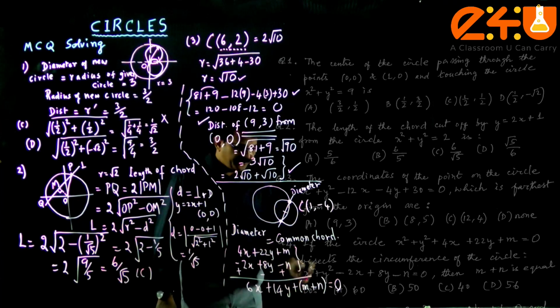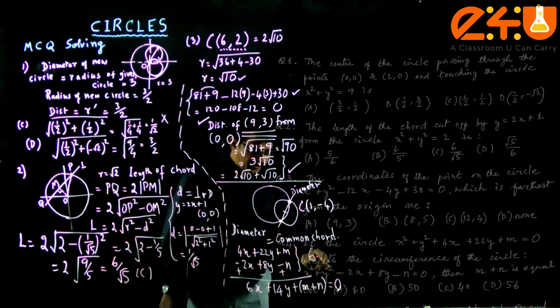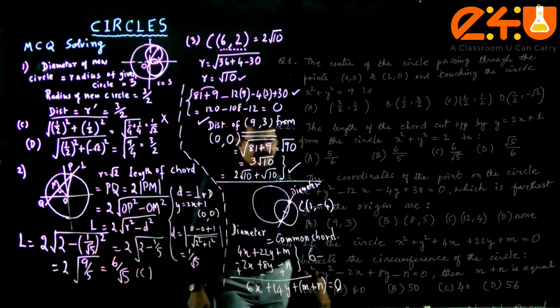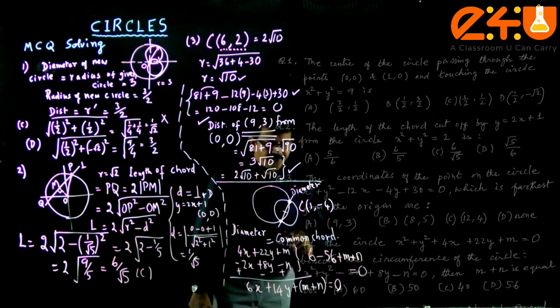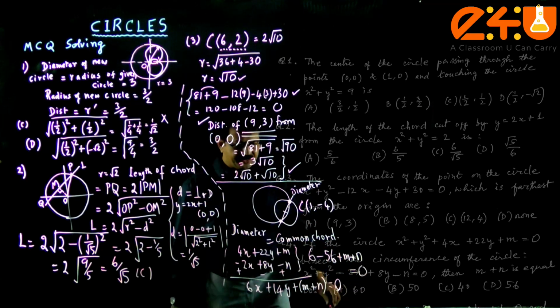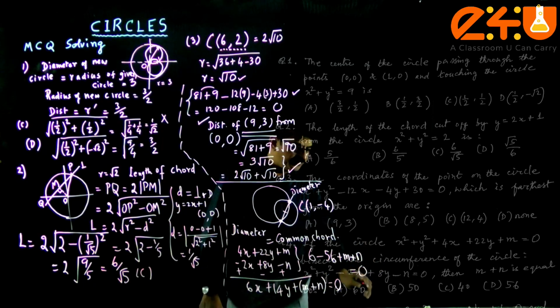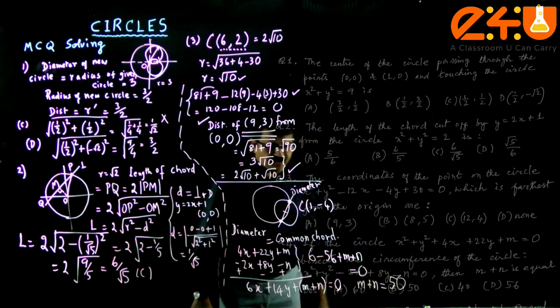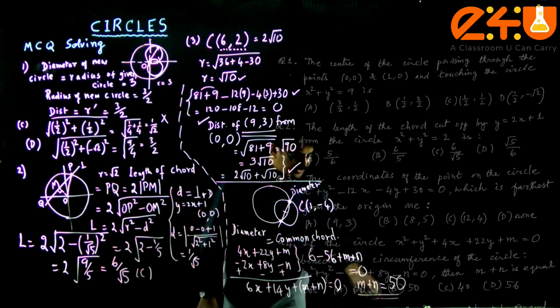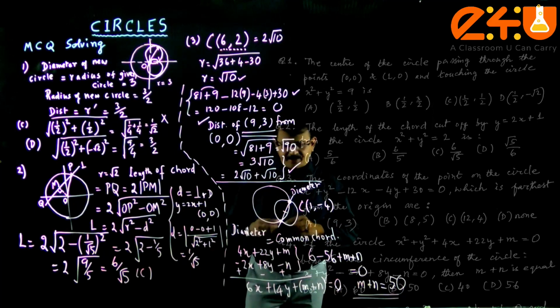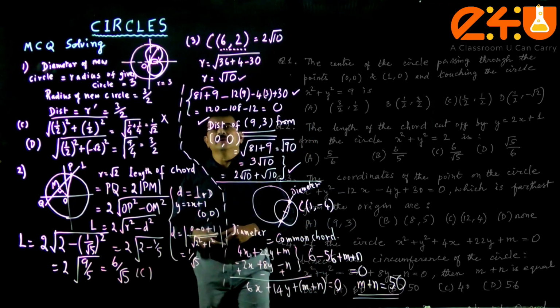So it should satisfy the line, which means 6 into 1 plus 14 into negative 4. So it is a minus of 56, plus m plus n makes 0, or you can see the answer is 50. M plus n equals 50, which is option B. M plus n equal to 50 gives the option found in B.